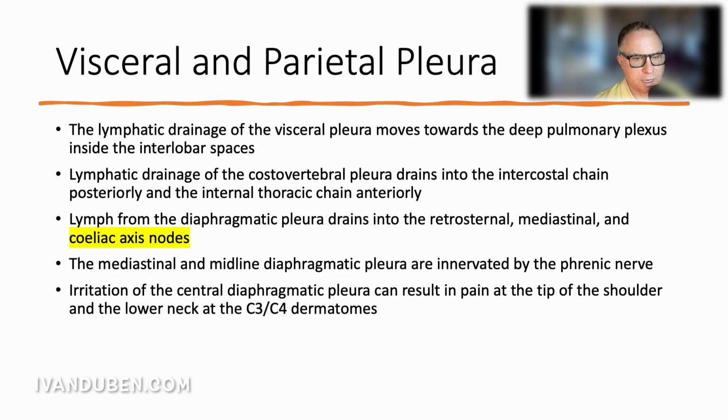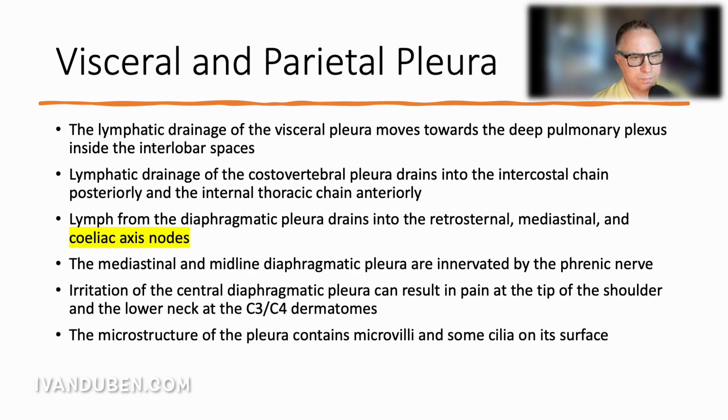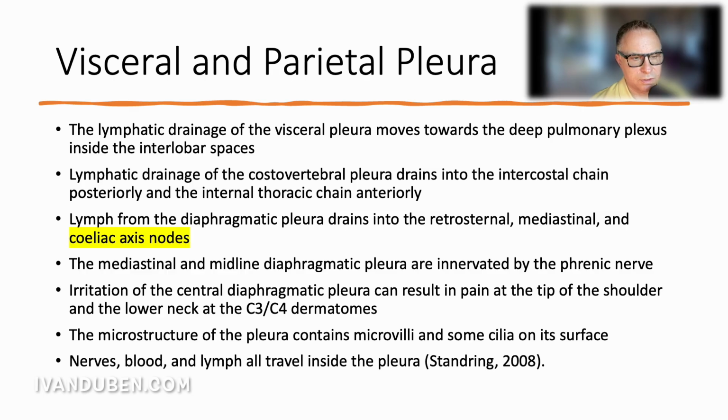Irritation of the central diaphragmatic pleura can result in pain at the tip of the shoulder and the lower neck at the C3, C4 dermatomes. The microstructure of the pleura contains microvilli and some cilia on its surface. Nerves, blood, and lymph all travel inside the pleura.